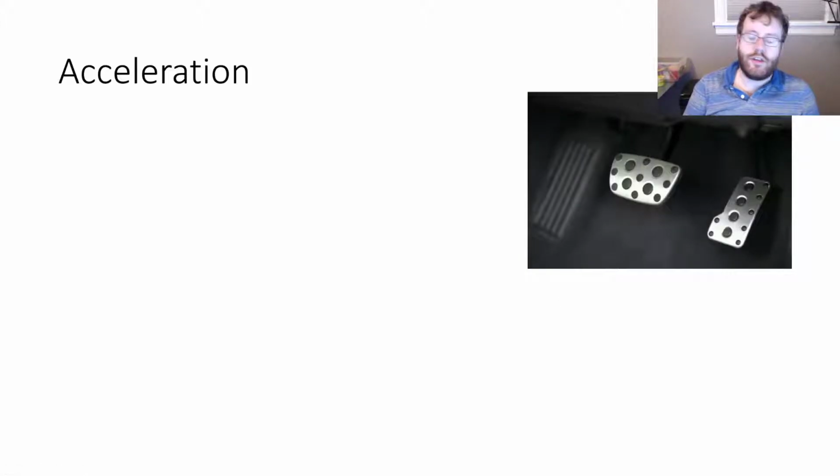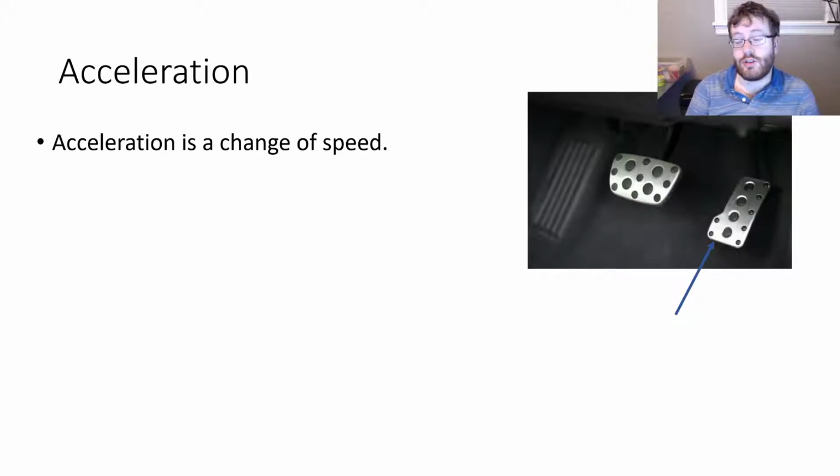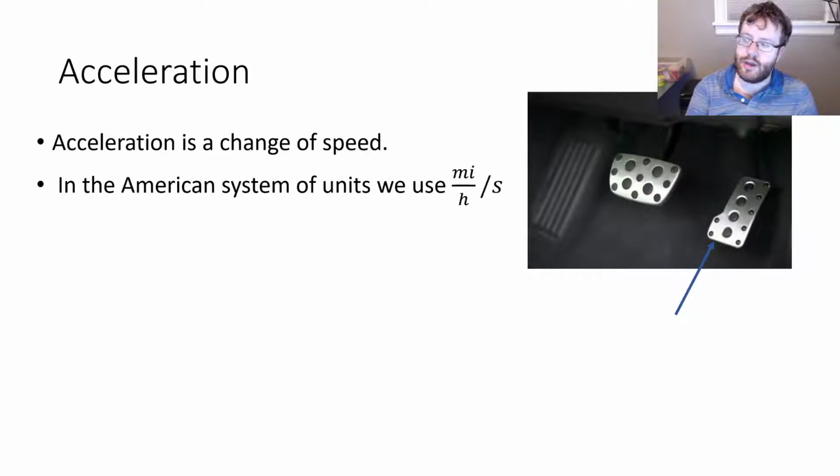Now to start off with, we all know we have two pedals in a car, and we can think back to the name of what this one is. Most people call this the gas pedal, but it can also be referred to as the accelerator. And what does it do when you put the pedal to the metal there? Well, it changes your speed. It makes you go faster. And that's what acceleration is. Acceleration is a change in speed.